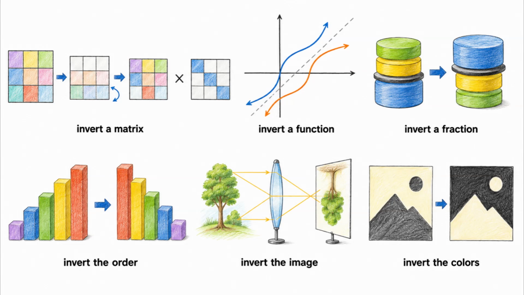Click the sort button to invert the order from largest to smallest to largest. The lens can invert the image so that it appears upside down. The accessibility setting can invert the colors, turning white areas black.